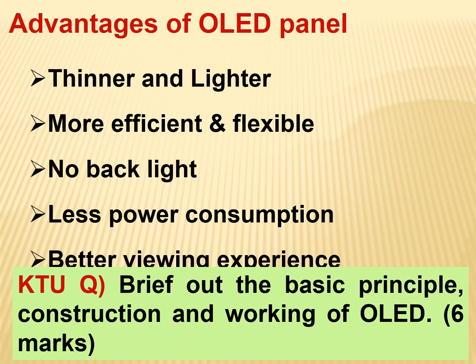In OLED, one frequently asked question is: briefly explain the basic principle, construction and working of OLED. Principle, construction and working, or even advantages, are also frequently asked. So this is how an OLED works. So this is all about conducting polymers: the classification, the properties, applications, then two examples, polyaniline and polypyrrole, and finally OLED, the principle, construction, working and advantages. So this is all that you have in this topic of the fourth module, polymer chemistry.